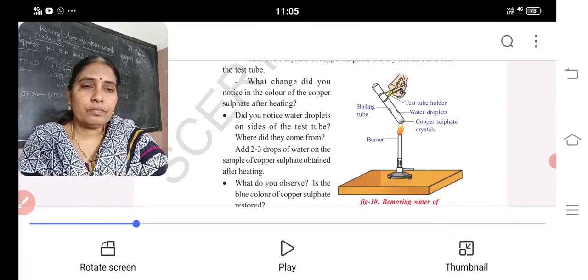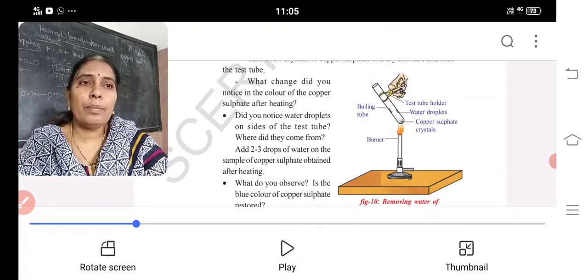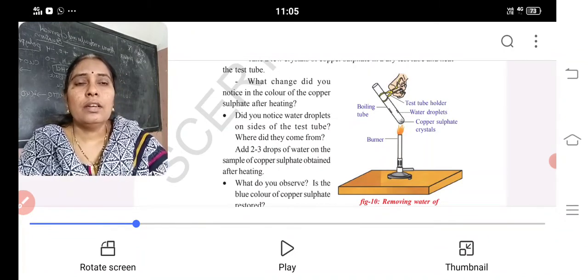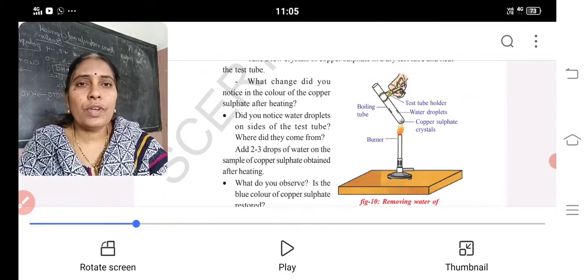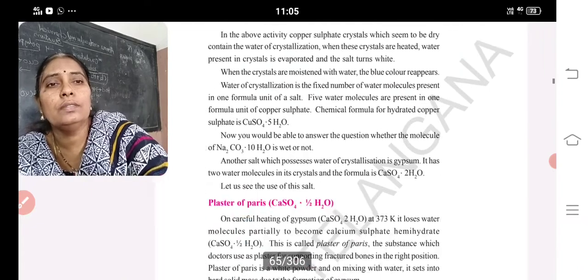Crystallization. Take copper sulfate in a test tube and heat it. What happens? It slowly changes its color, and in the test tube you can see droplets of water. This shows it contains water of crystallization, that is 5 molecules of water.